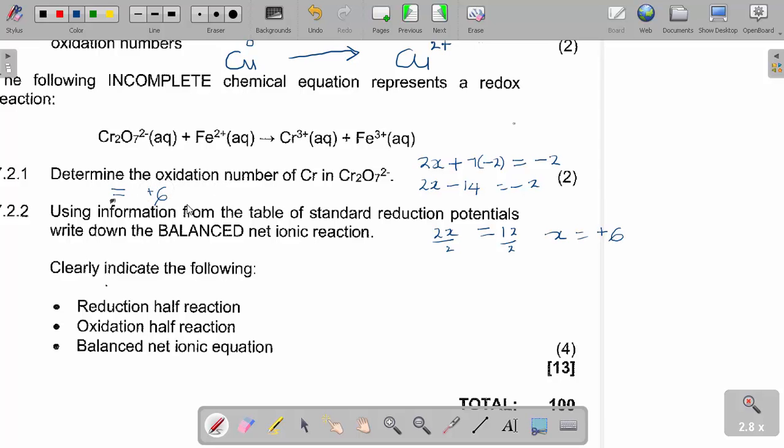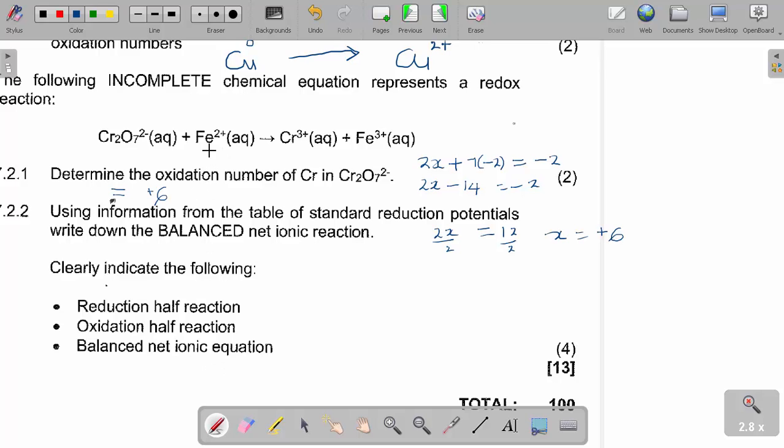Then there's: using information from the table of standard reduction potentials, write down the balanced net ionic reaction. Clearly indicate the following. We need a reduction half reaction, then an oxidation half reaction, then the balanced net ionic equation. So now I know that chromium has been reduced from positive 6 to positive 3, and iron has been oxidized from positive 2 to positive 3. So I'm going to combine those two half reactions to get my net ionic equation.